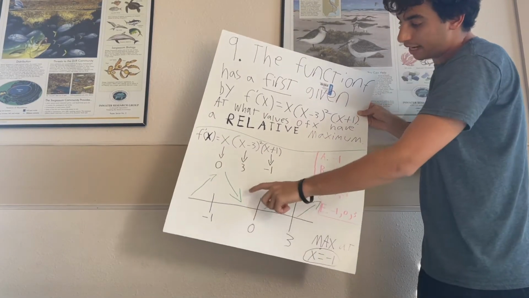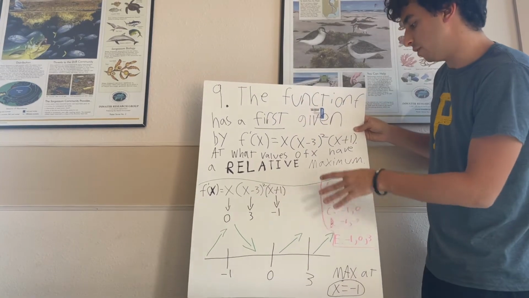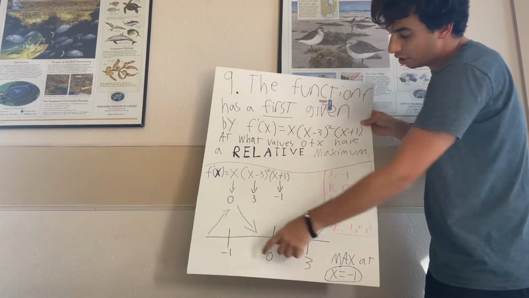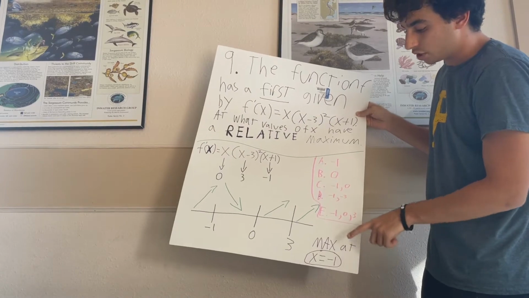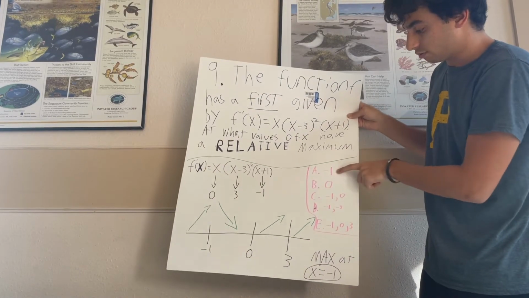go from up to down. This would be a minimum, but we're not looking for a minimum. We're only looking for the relative maximum. So it has to be at x equals -1, which is answer A.